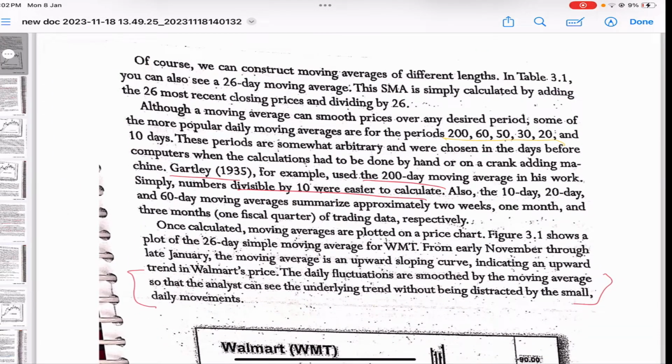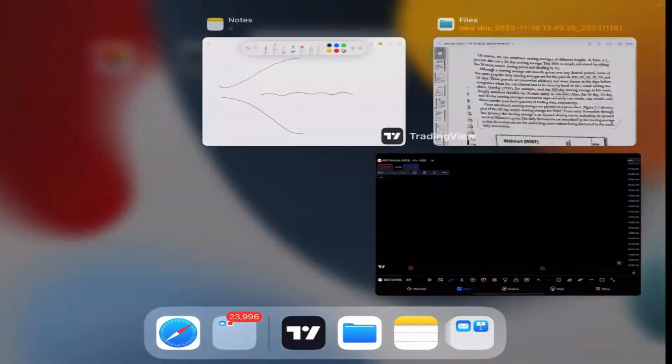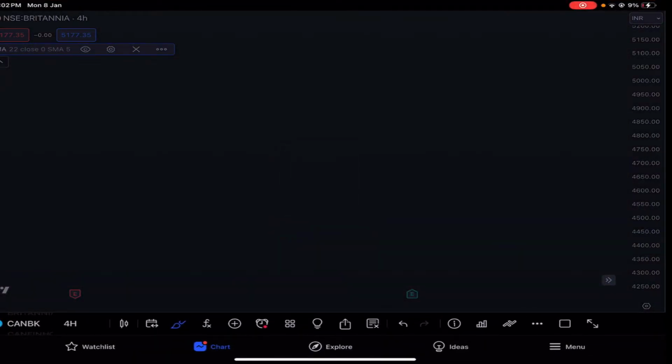Okay. So there are a few moving averages which are more famous and more widely used than the others. Like the 200 moving average, it is known as the golden moving average. 60, 50, 30, 20. So you can go and do this. So there's a very important thing which few traders really use.